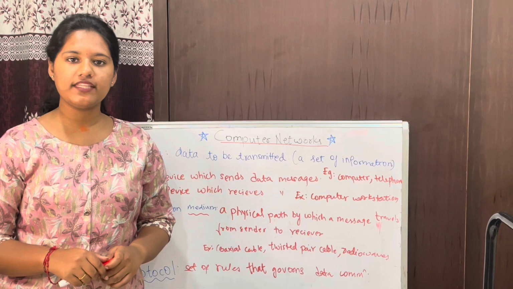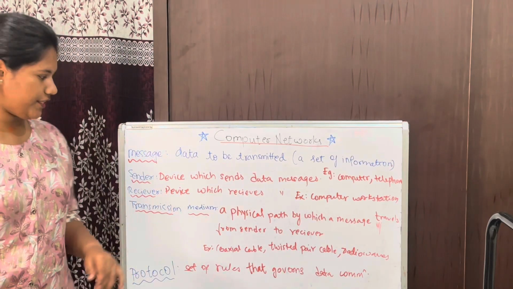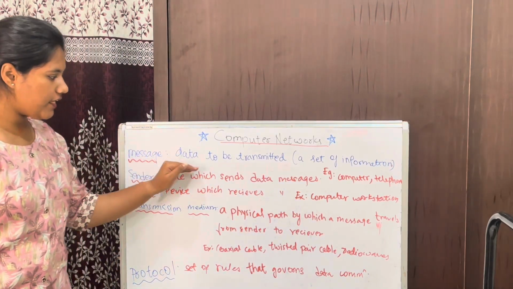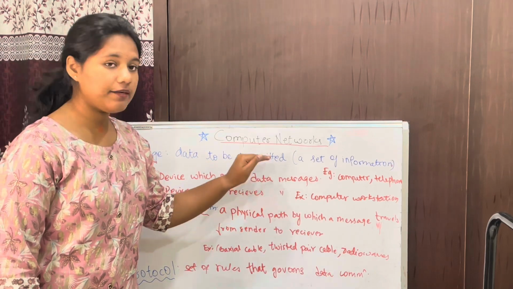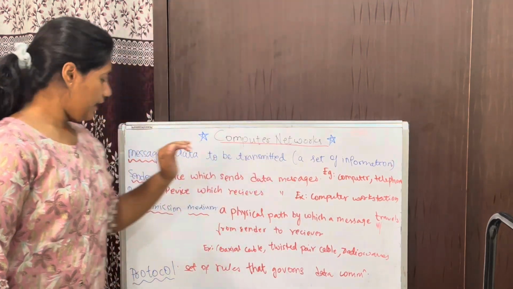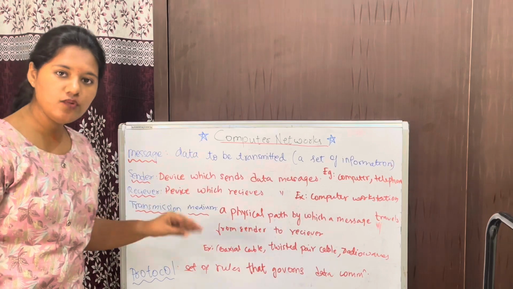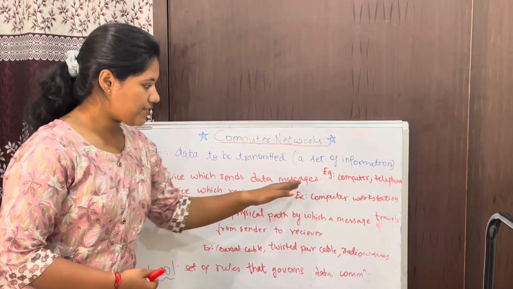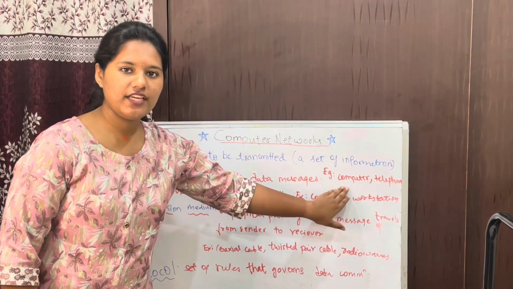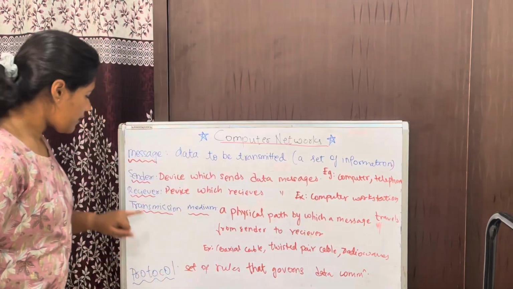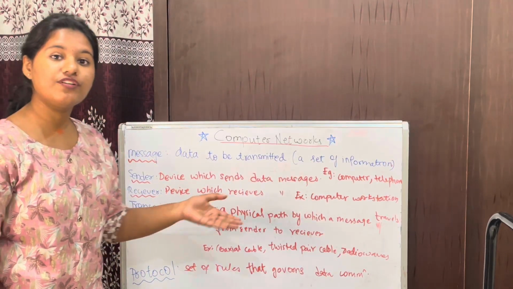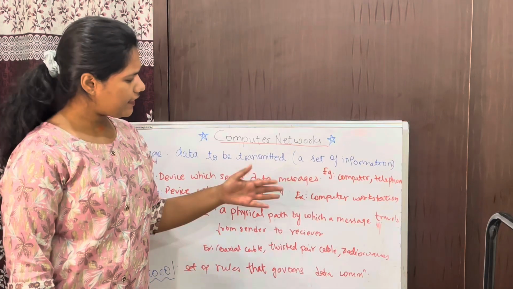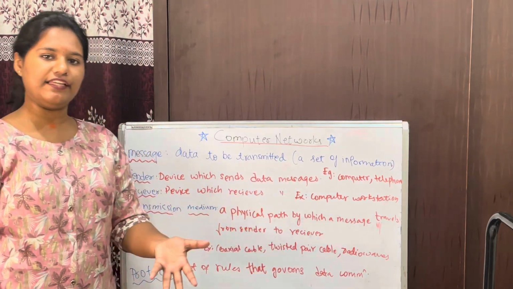Now we are going to see the definitions of these components. Now message, data that needs to be transmitted. It means a set of information. Next, sender, a device which sends the data messages. Example, a computer, workstation or a telephone, etc. Now receiver, devices which receive these data messages. It can again be a computer, workstation or telephone.